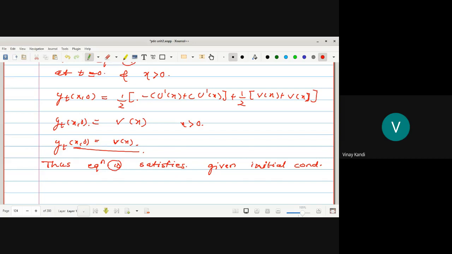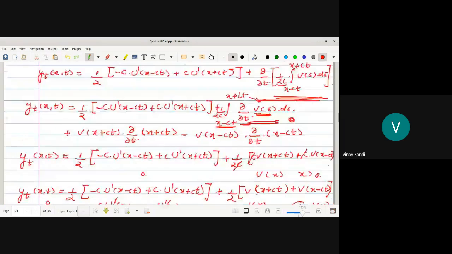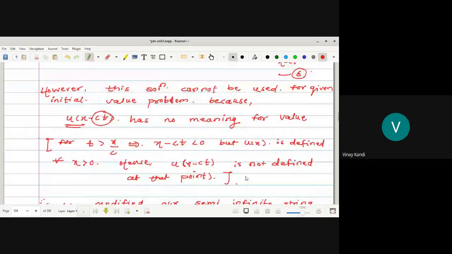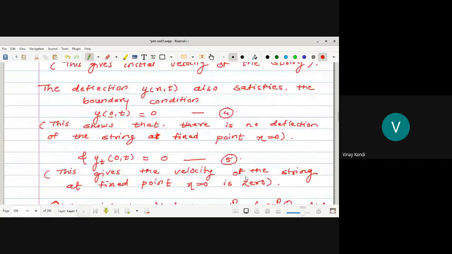Okay, now we have to check that the equation number 10 satisfies the condition 4 and 5. Okay, what is the condition 4? Look at here. Condition number 4. Put x is equal to 0 in the given solution. Okay, and equation 5 is put x is equal to 0 in yt of xt.